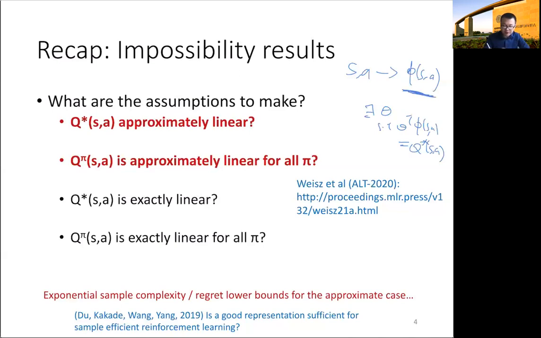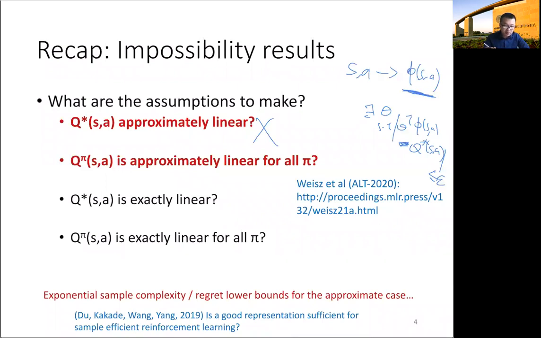If we weaken this assumption a little bit by saying that even if this is smaller than epsilon, for a relatively small epsilon on the order of 1 over square root of d, this is still impossible. You'll have an exponential lower bound saying that any algorithm is not going to have polynomial sample complexity in learning this MDP.